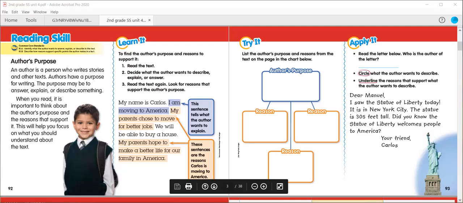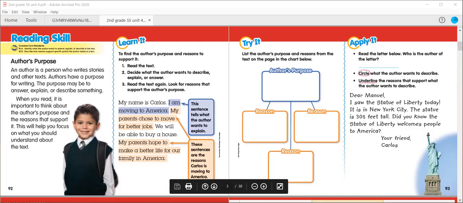My name is Carlos. I'm moving to America. So we know that he's writing to tell us that he's moving to America. Now we're going to find out why. My parents chose to move for better jobs. Okay, that's one reason. We will be able to buy a house. That's a second reason. My parents hope to make a better life for our family in America.